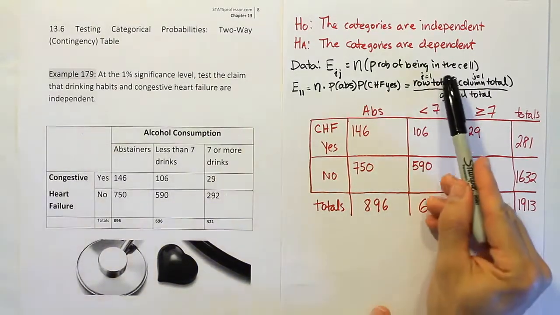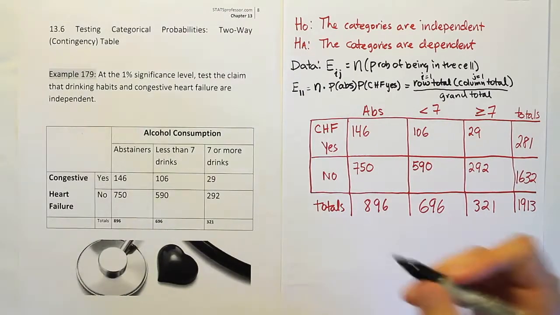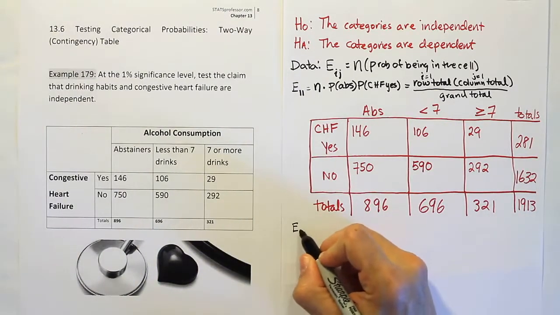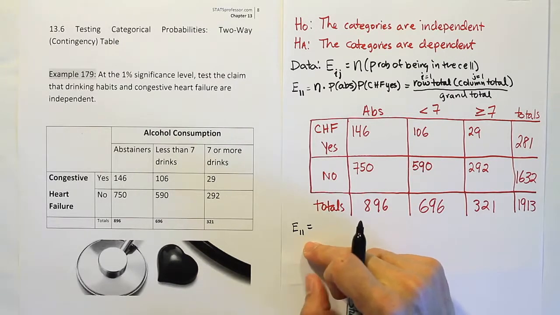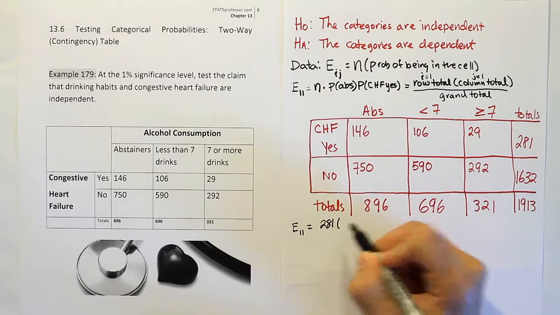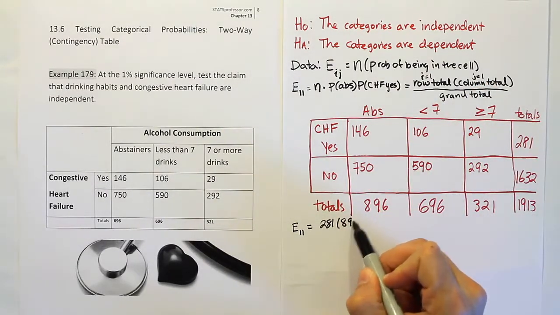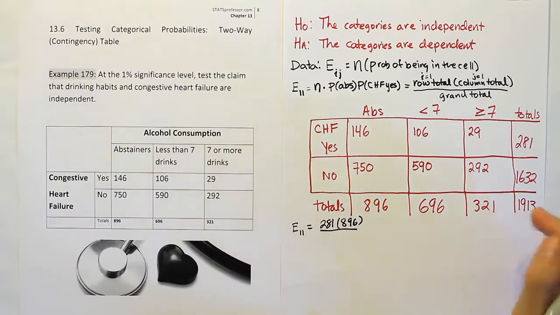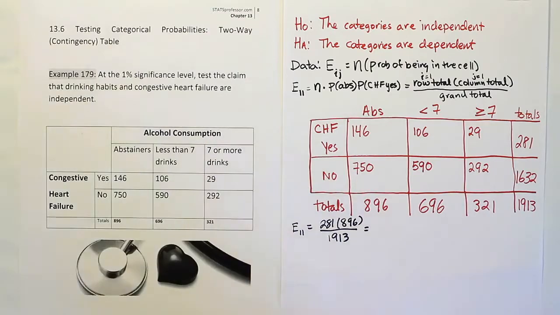What is the row total for the first row? Well, it'd be 281, right? So for the expected value for the cell in the first row, first column, it's going to end up being the row total of 281 times the column total for the first column, 896, right? Divided by the grand total, which is 1913. Let's see what that gives us approximately.